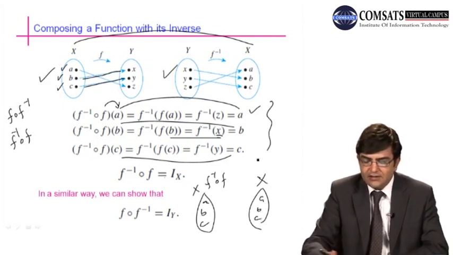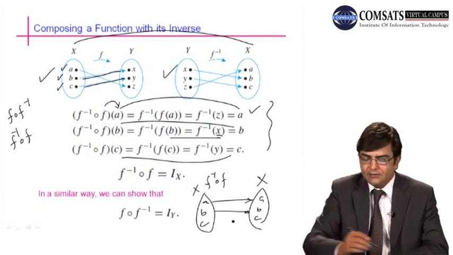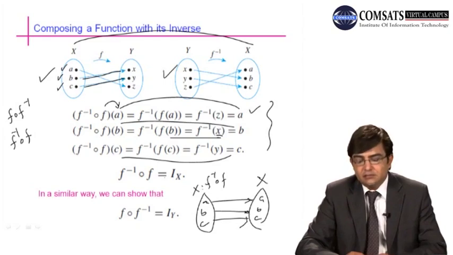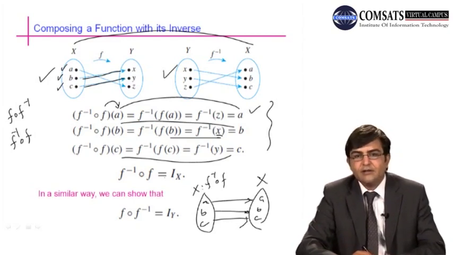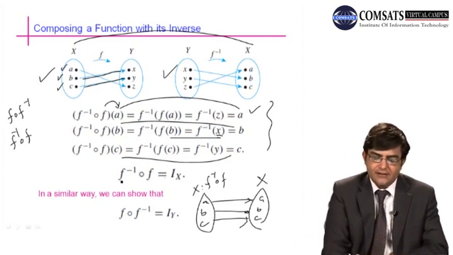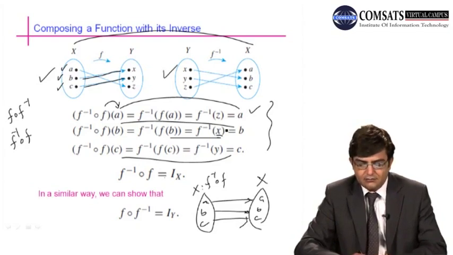Using these relations we can see that A is related to A, B is related to B, C is related to C. So this is basically the property of the identity function, because the image of A is A, image of B is B, image of C is C. Therefore we can say that F inverse circle F is IX. It means if we take the composition of a function with its inverse, then it will give us the identity function.